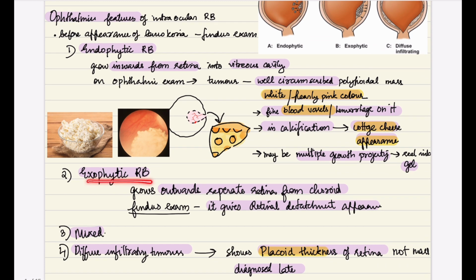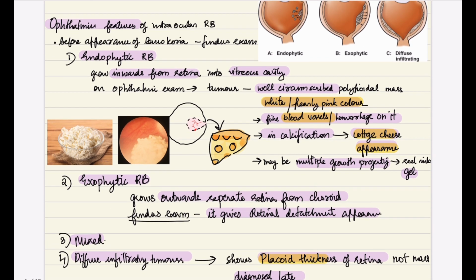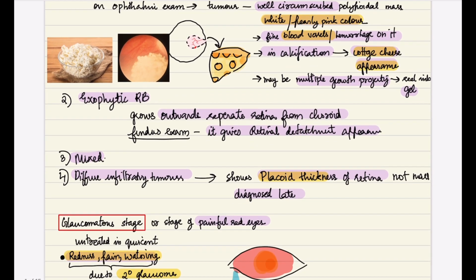Exophytic retinoblastoma grows outwards and separates the retina from the choroid. On fundus examination, it gives a retinal detachment appearance. In mixed, we will be having both. Under diffuse infiltrating tumors, it shows placoid thickening of the retina, not a mass, and is diagnosed late.